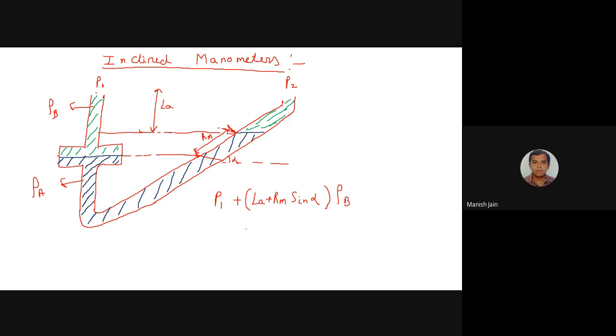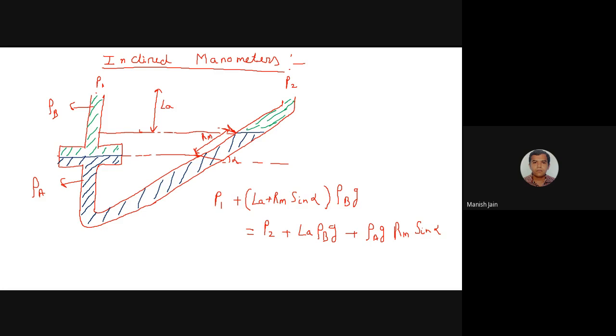That should be equal to, similar to the last case, P2 plus LA rho B, here G will come, hai na? Rho B G plus rho A G RM sine alpha, because this is the inclined, RM is the inclined distance.